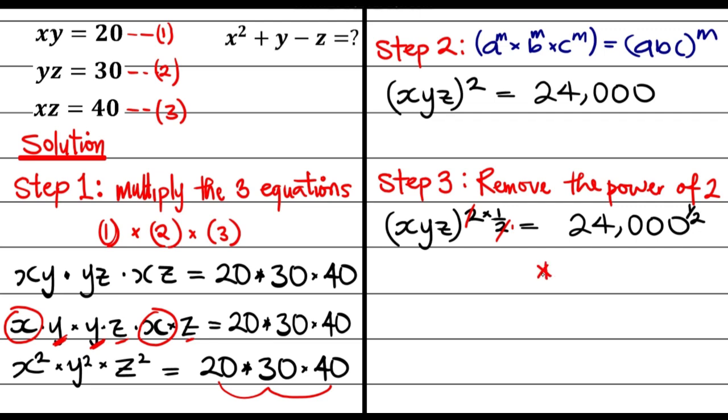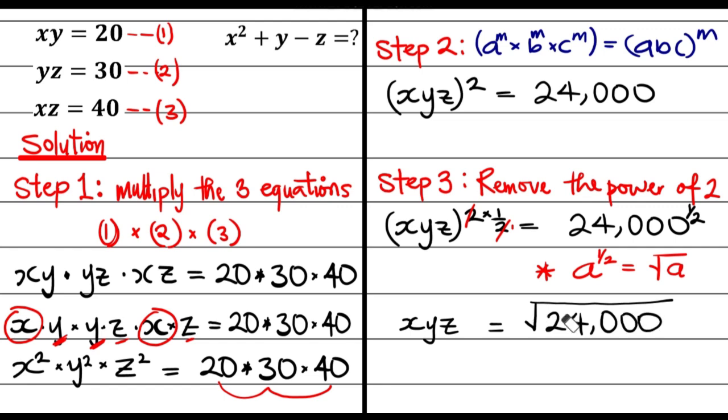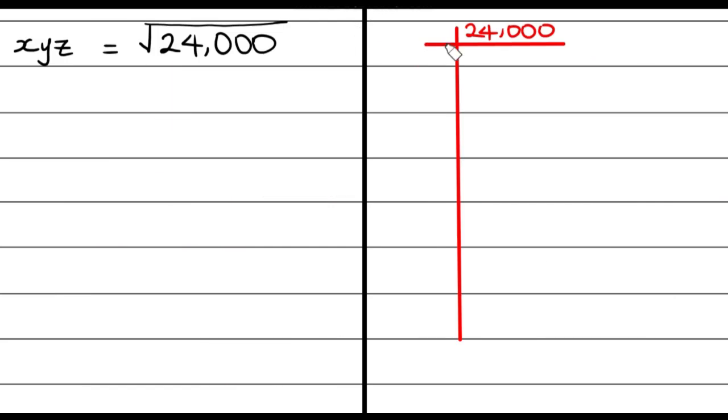And remember that when we have a raised to the power of half, it's just the same thing as saying square root of a. Therefore, what we're going to have left is xyz equals the square root of 24,000. What we're going to do now is to break this right hand side into its prime factors. By so doing, we'll be able to break down this 24,000. So let's quickly break down 24,000.